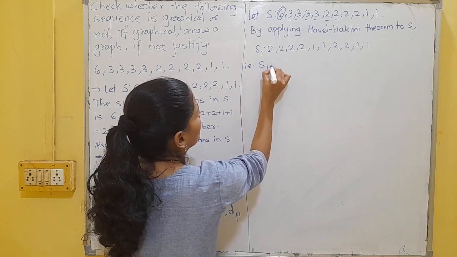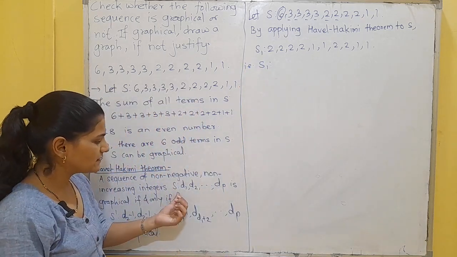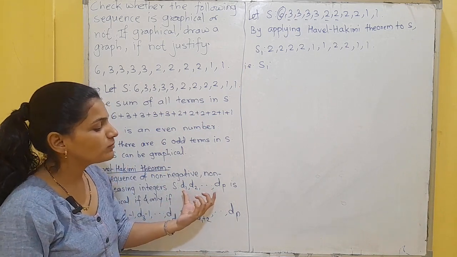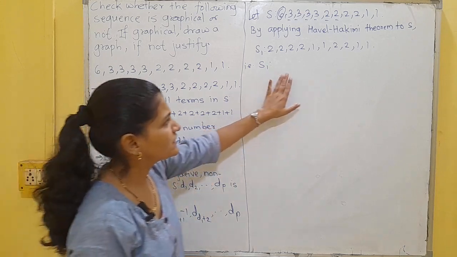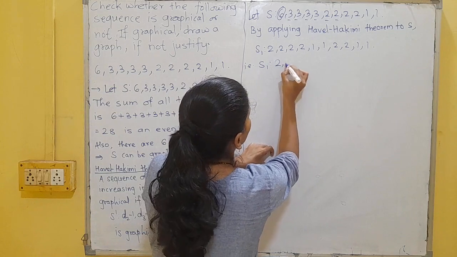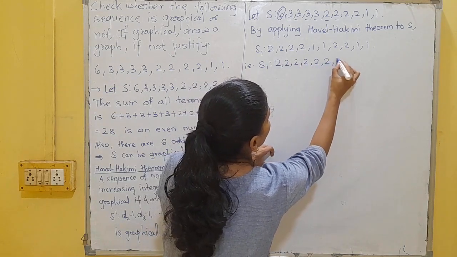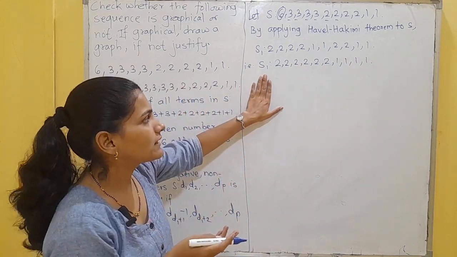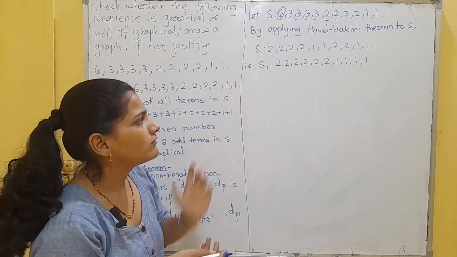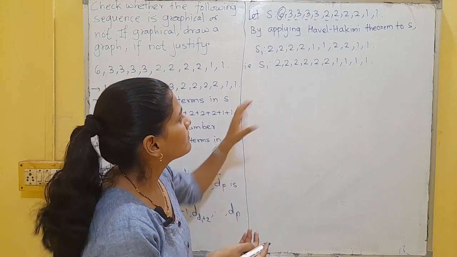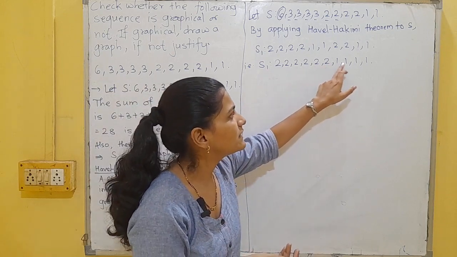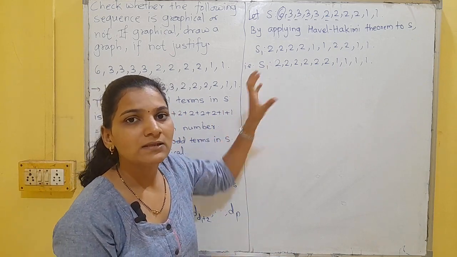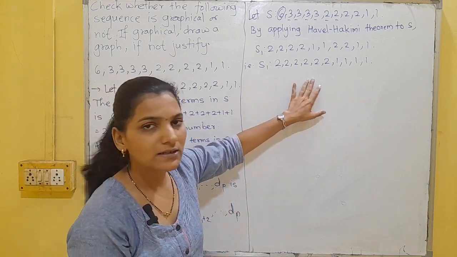But what is the condition here? S is a sequence of non-negative, non-increasing integers. That means this sequence should be in non-increasing order. So I am rearranging the terms and writing S1 as 2 2 2 2 2 2 1 1 1 1. Now we want to check whether we can draw a graph corresponding to this sequence S1. We can easily draw such a graph where the number of terms is 10, so G1 is a graph on 10 vertices.